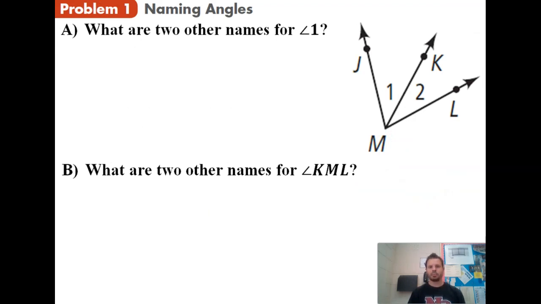All right, let's go ahead and practice naming some angles here. In problem 1, I have a geometric figure made up of a few different angles. Part A says, what are two other names for angle 1? Well, angle 1 is on the interior between rays MJ and MK. So we'll say angle 1 is what you see in blue here. And how else can I name that? Well, I can name it with 3 points. I could call this angle JMK. Or I could flip that order around. I could say angle KMJ.